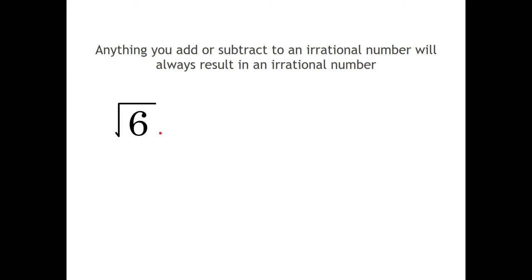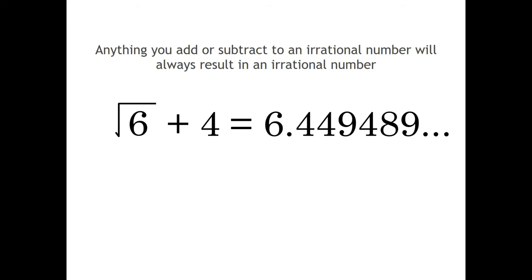Therefore, if the radicand is not a perfect square, it's going to result in an irrational number. Therefore, whatever you add or subtract to this radical number will always result in an irrational number. So let's say we add 4. Radical 6 is going to be 2.449489, and so on. If you add 4 to it, you then get 6.449489. So therefore, if you add or subtract any number to an irrational number, it will always result in an irrational number, no matter what.